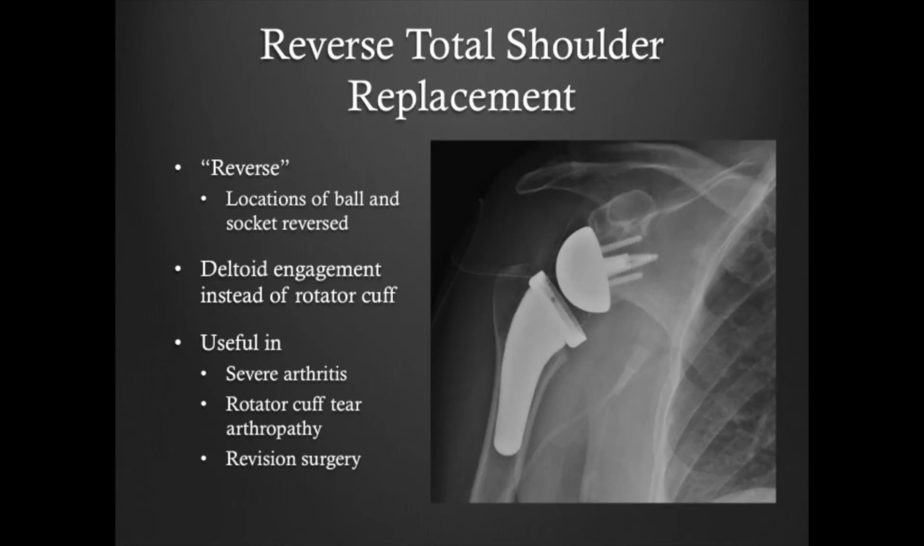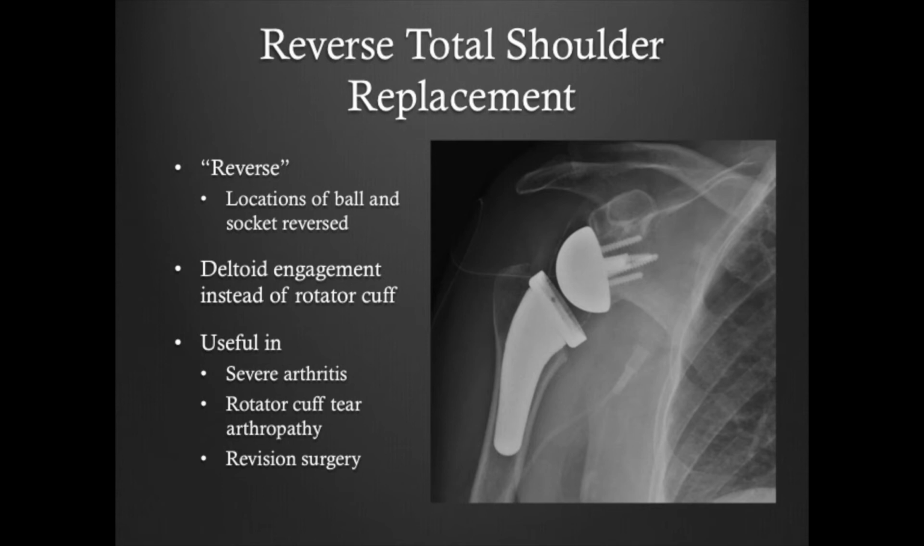The final treatment option is a reverse total shoulder replacement. This is the fastest growing treatment option for patients with shoulder pain. This is due to the fact that a reverse shoulder replacement is an appropriate option for many different shoulder conditions. This includes severe arthritis, rotator cuff tear arthropathy, revision surgery in the setting of previous shoulder surgery, and severe fractures.